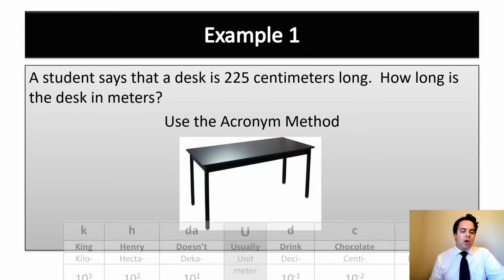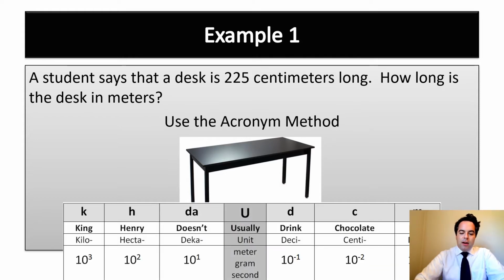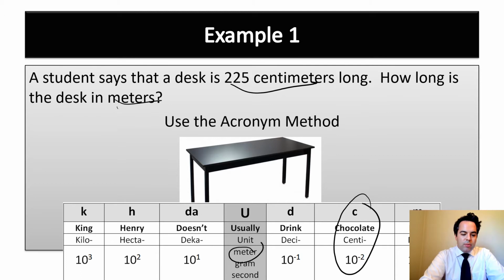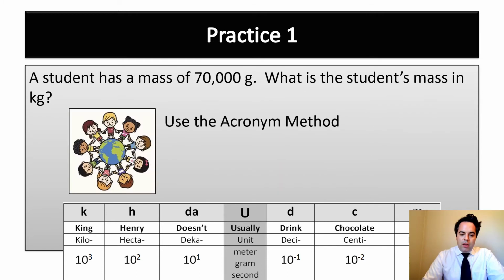So I think you already know how to use the acronym method. It's basically just King Henry doesn't usually drink chocolate milk. And if you're in centimeters, centi, and then you want to go to meters, here's the meter. So 1, 2. So you go 1, 2. You've probably seen that before, 2.25 meters.